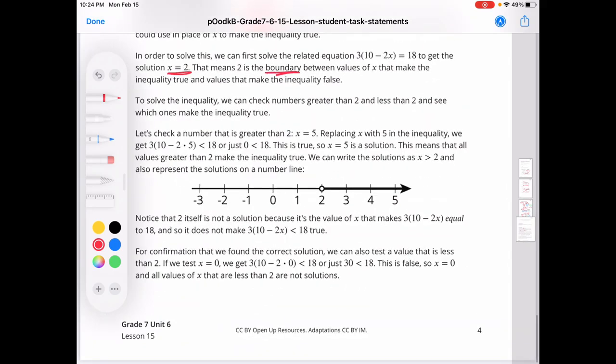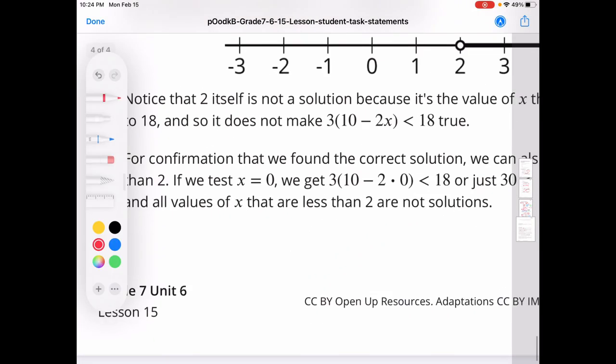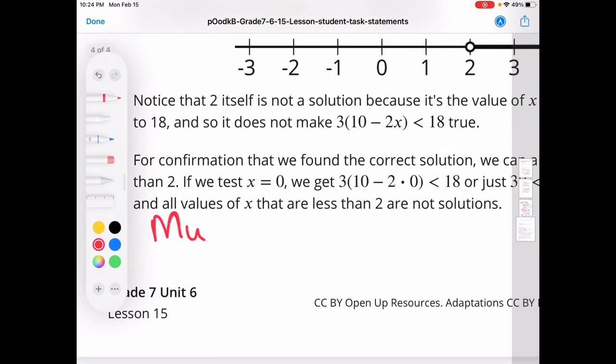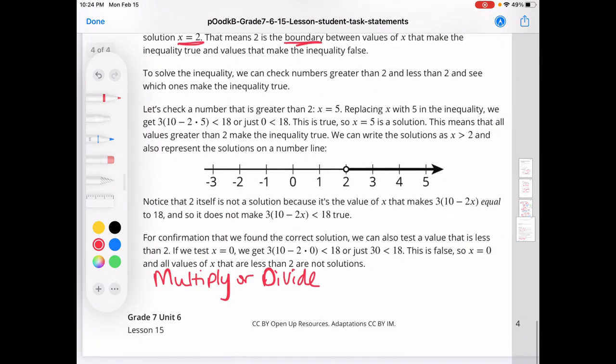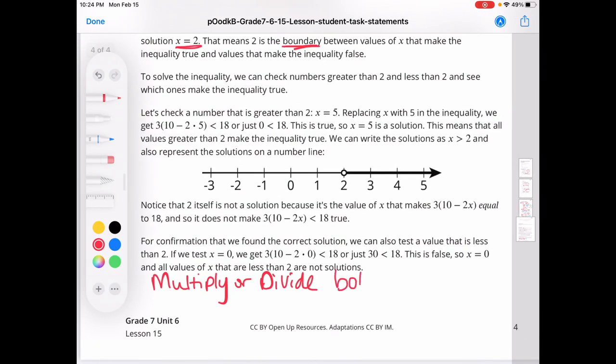One way to also solve inequalities is to solve it just like an equation without rewriting as an equation. And know that if you multiply or divide both sides by a negative number, then your symbol flips.